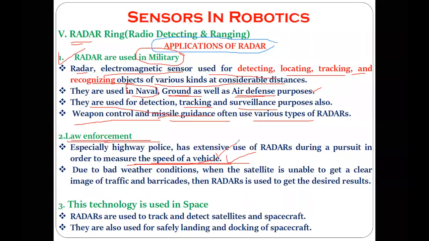Automatic speed detection can be done with the help of the radar. So speed traffic management can be done with the help of the radar. That's why it is being mentioned for law enforcement. Here I have mentioned, due to bad weather conditions, when the satellite is unable to get a clear image of the traffic barricades, the radar is used to get the desired result. Then next, we have the radar system can be utilized in space also.